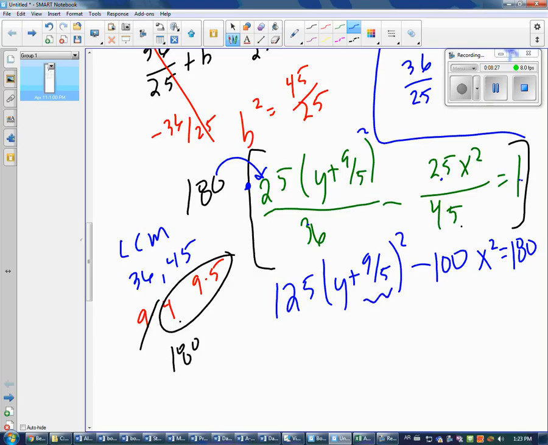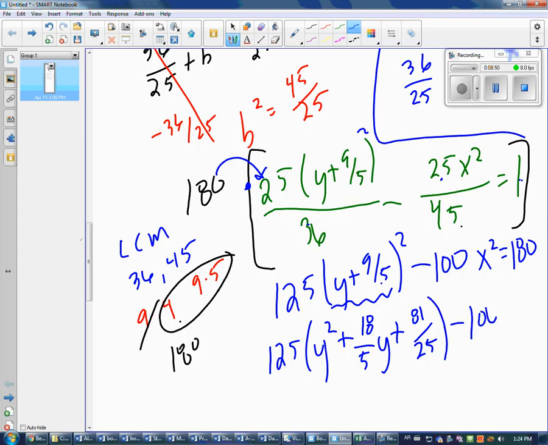Now I want to expand this term right here, y plus 9/5 squared. I could FOIL it out, I could do my box method, but remember that your pattern is you always double the number. So double of 9/5 is 18/5, and then you square the number. So to square a fraction, you square both the numerator and the denominator. So that's the fast way of doing it. Okay, we're almost there. Equals 180.